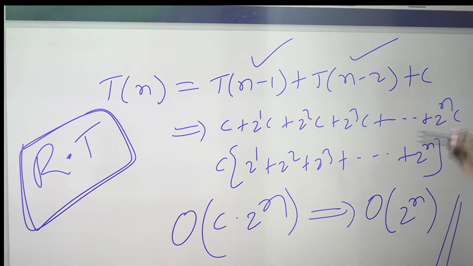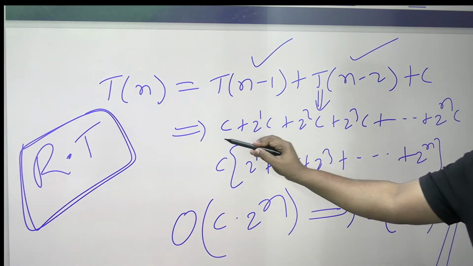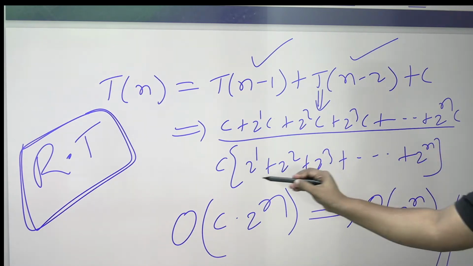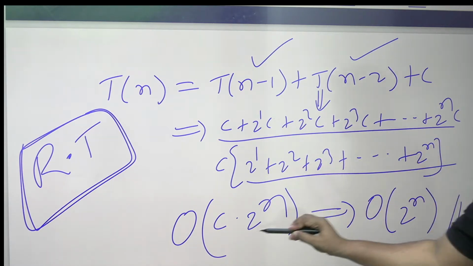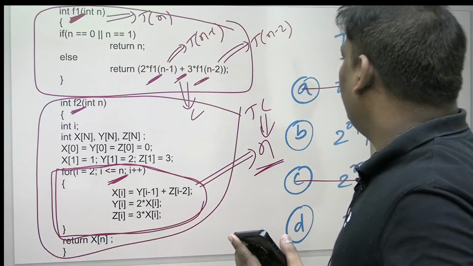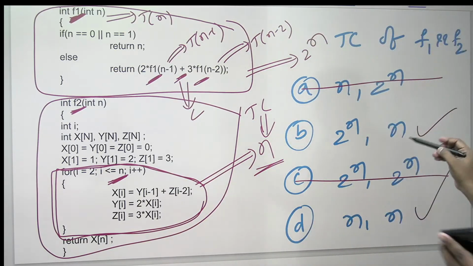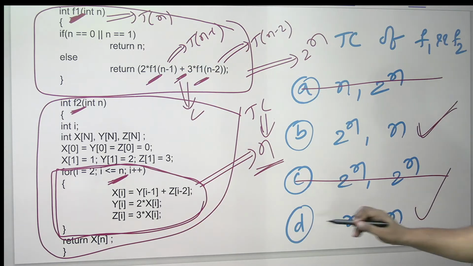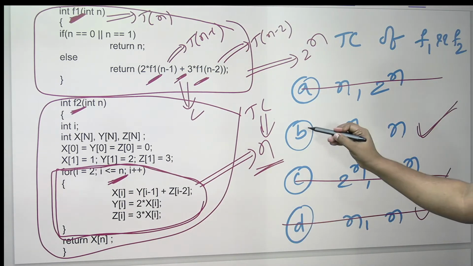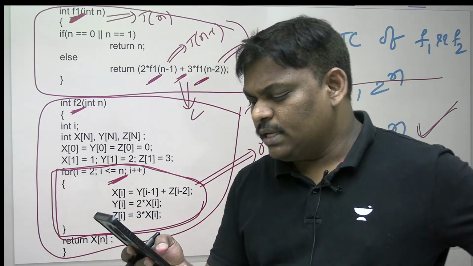Right? If you solve this recurrence relation using the recursive tree method, you will get a GP series like this, C common. If you solve this GP series, you will get C into 2 power n, so 2 power n. So the answer of this problem, if you solve this recurrence relation, is 2 power n. The option with 2 power n and n cannot be the answer. The answer is B.